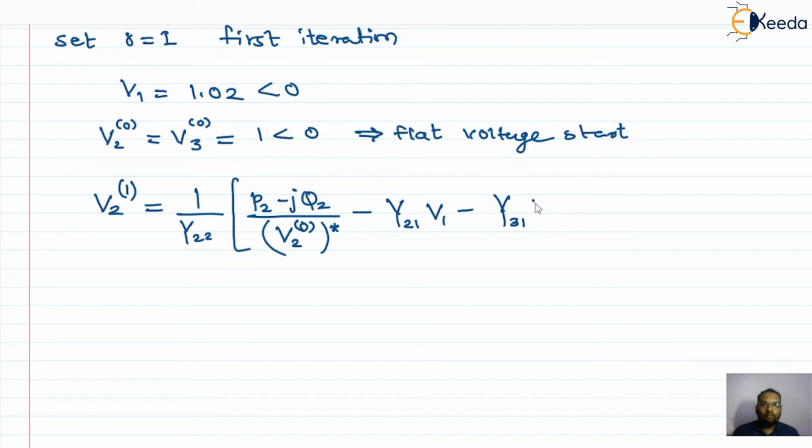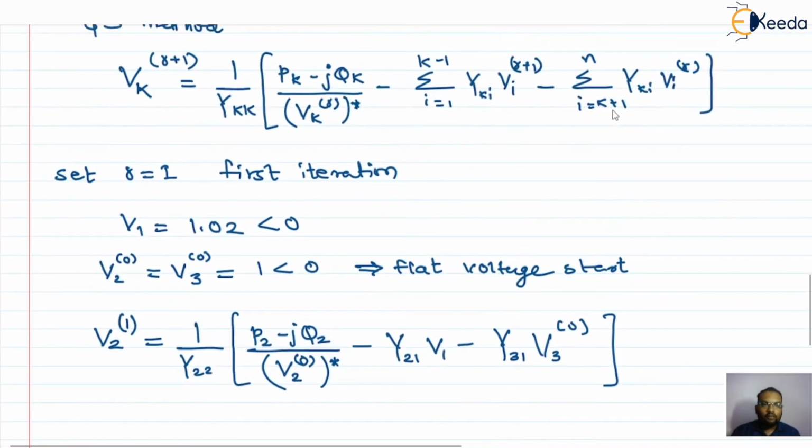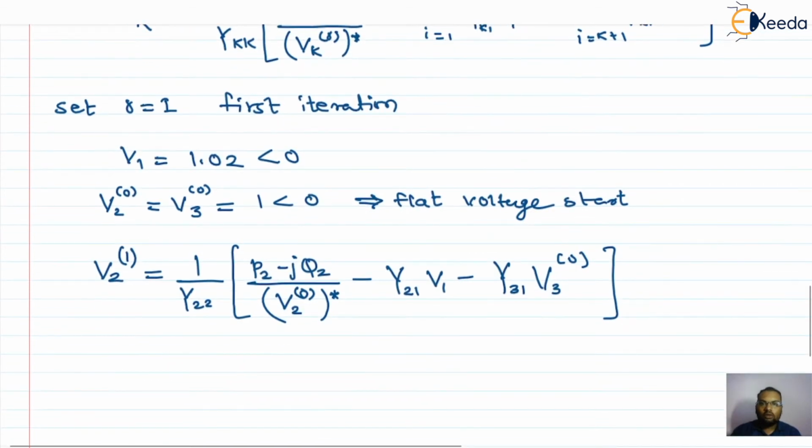Here we will get y31 into v3, and this v3 value should be the previous iteration value. Let us just verify whether we have written the correct one or not. It will be Yki, so this value will be different. It will not be y31, it will be y23, because k value is 2, and i value will be k plus 1, that is 2 plus 1, 3. So y23 we will get here. Now the formula is okay.